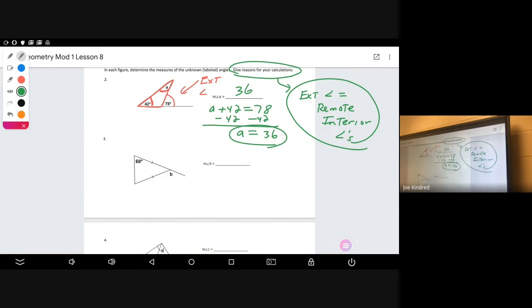And finally, the last problem. Again, we want to determine the measure of the unknown and then also give our reason. So let's take a look at number 3. The first thing I notice here is it looks to be an isosceles triangle. Yep, it's an isosceles triangle. So that means I know this is 68. That's 68 degrees.